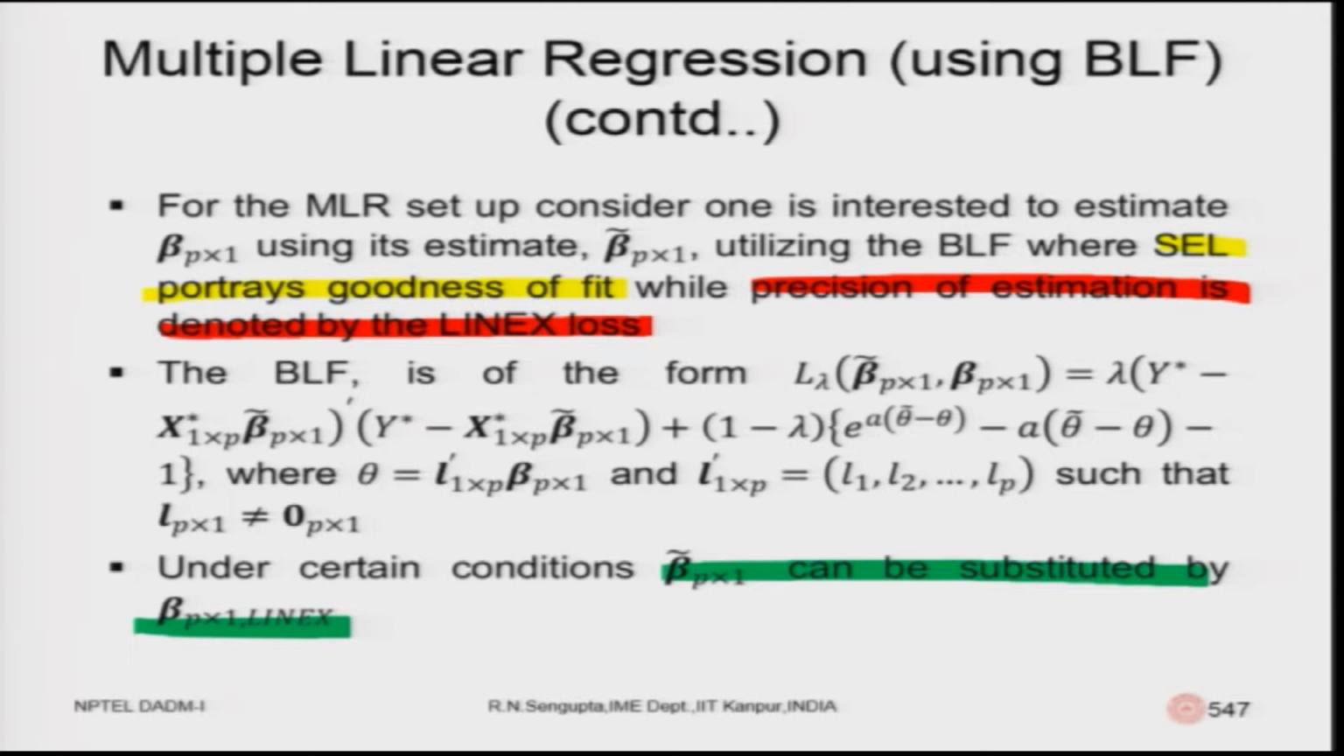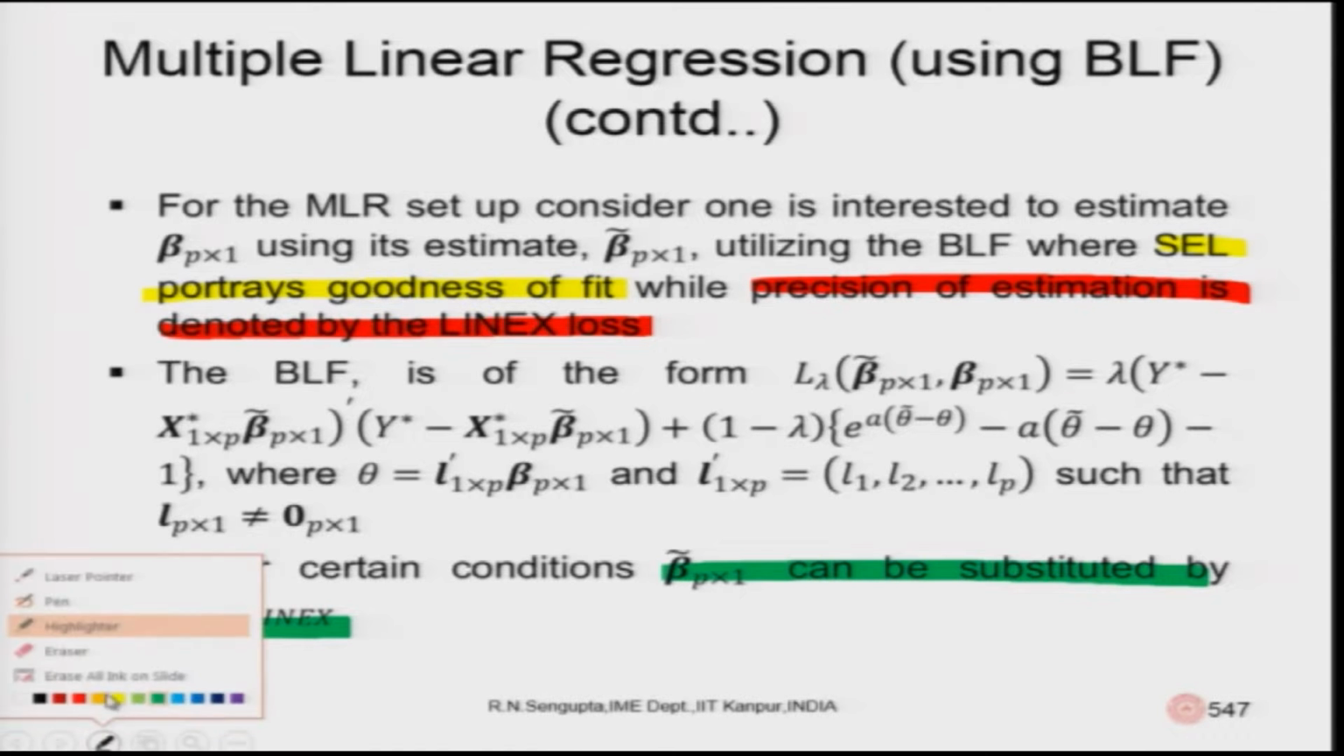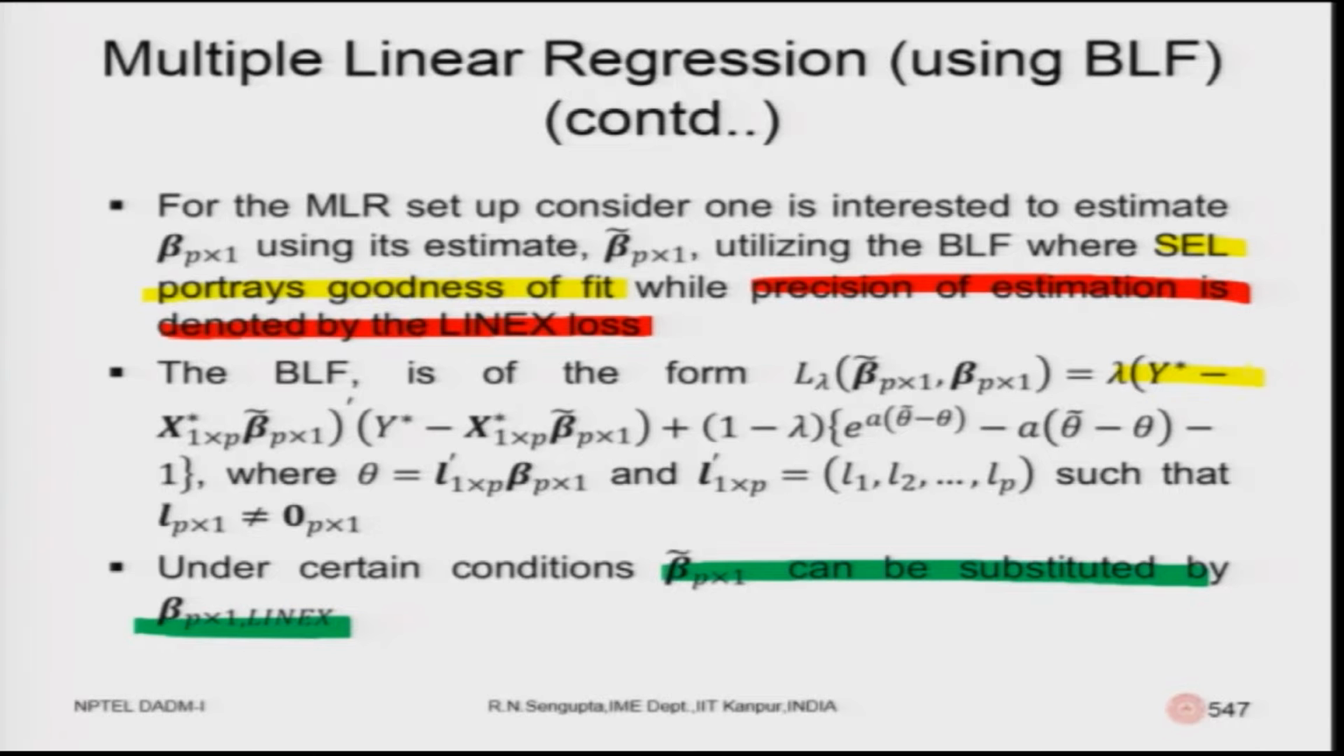So, the balance loss function is now, I will highlight it with the yellow color, the goodness of fit which you have, and 1 minus lambda is the weightage which you will give for the precision of estimation. And again here theta will be equal to the vector L, column or row whichever you want to denote, multiplied by beta, and theta is basically a scalar quantity. L, as I said, not all can be 0. Under certain conditions we will use beta tilde replaced by beta corresponding to the Linex loss.